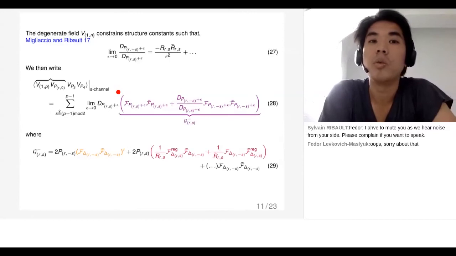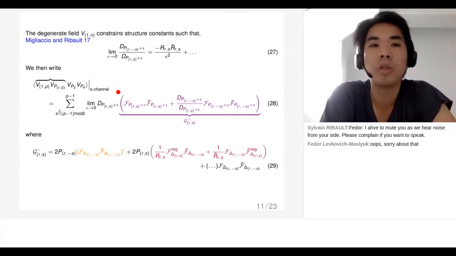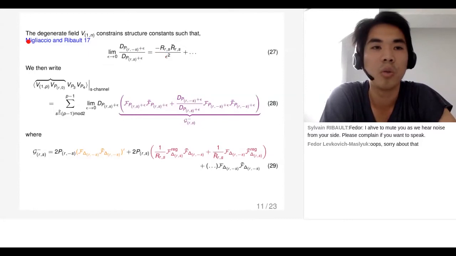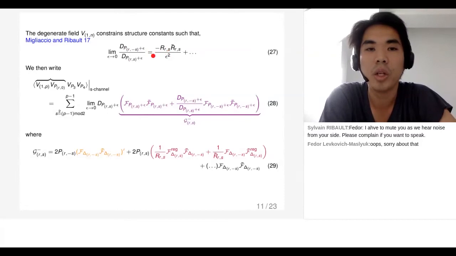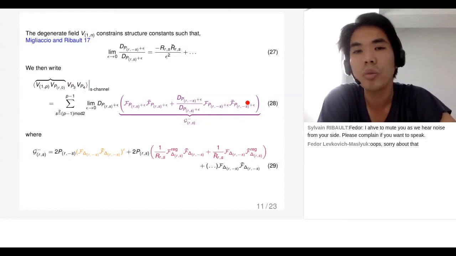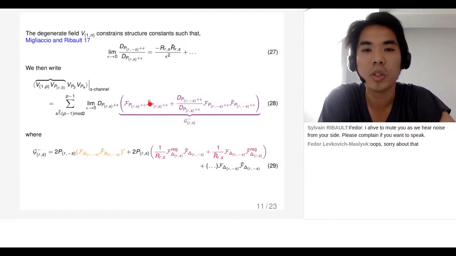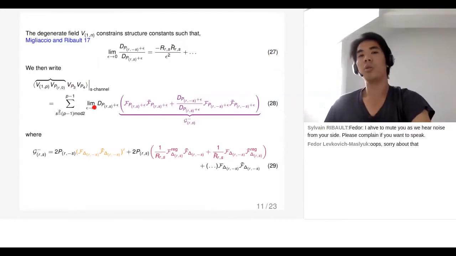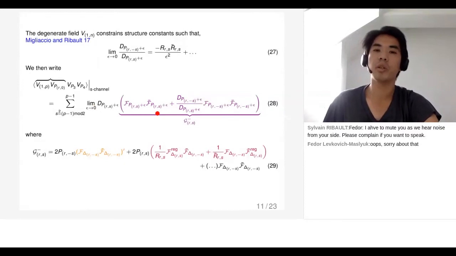Because we have the degenerate fields in the 4-point function, the structure constant will be constrained to satisfy some sort of shift equation, according to Virasoro and Kac, or more precisely this one. So when we put this relation back into the 4-point function in the S channel, and we rewrite it this way, you can see that the pole from the conformal blocks here is always cancelled by the pole from the ratio of structure constants here. And the whole thing is actually finite as we expected.